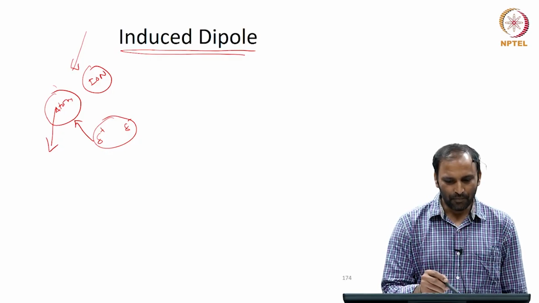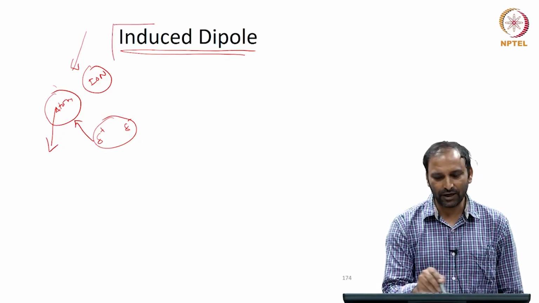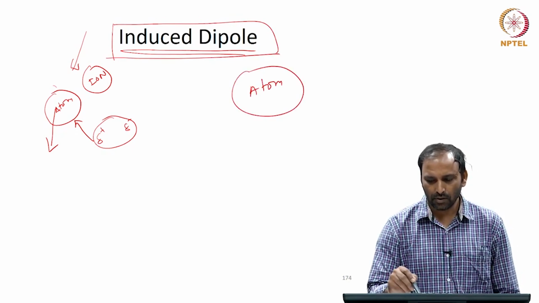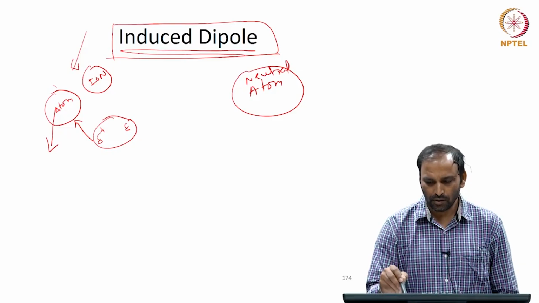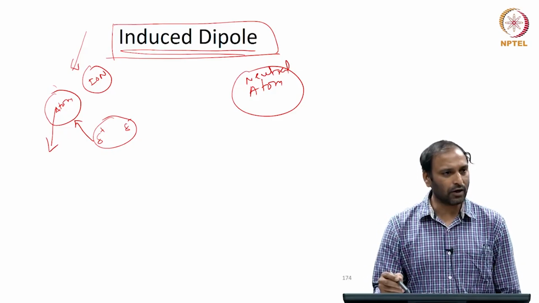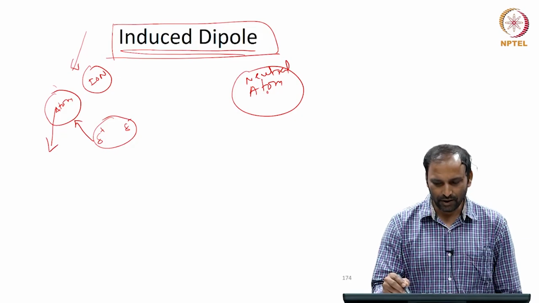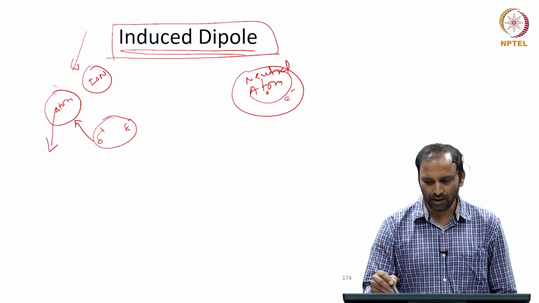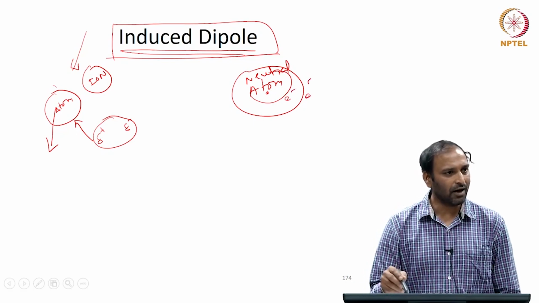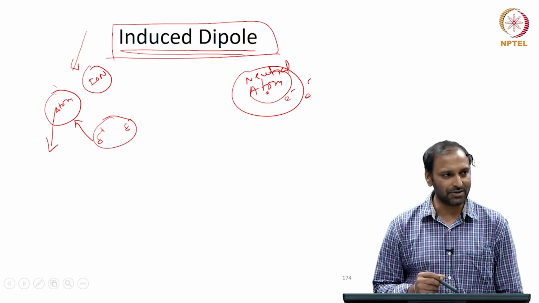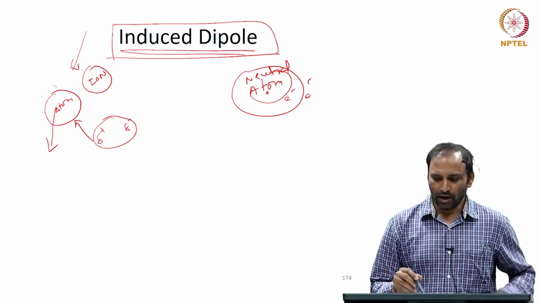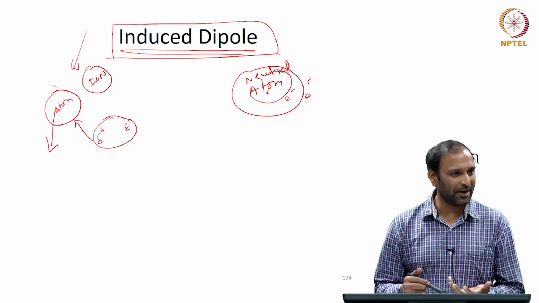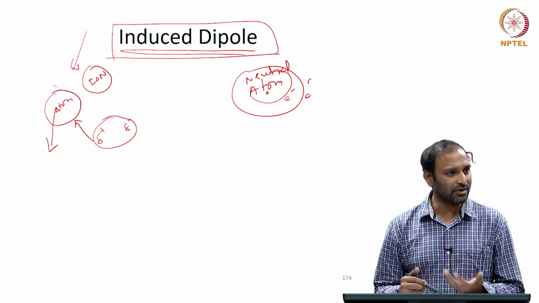Okay. The other way by which you can have an induced dipole is that even if you take a neutral atom, we know that if you look at electronic structure, you have a nucleus, then you have different orbitals, and the electrons are revolving around these orbitals. Of course, they are not fixed in space, they are continuously changing their position.